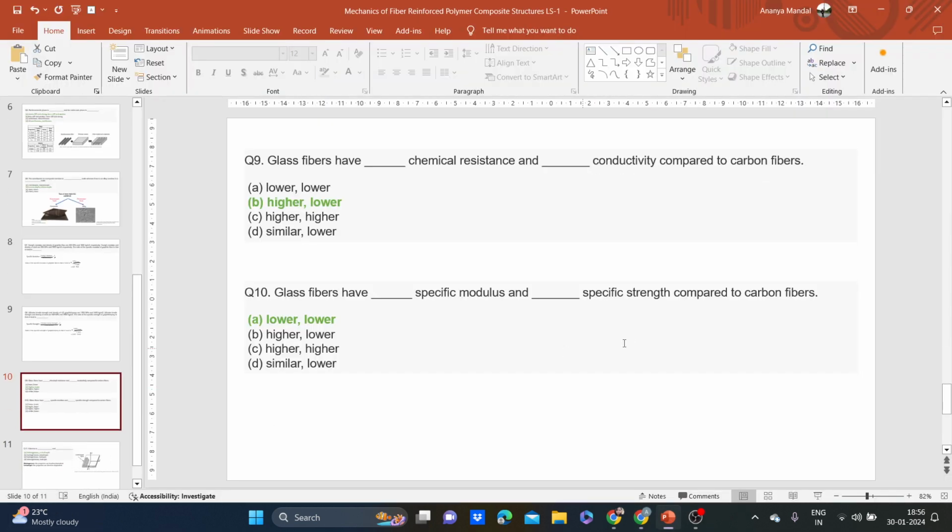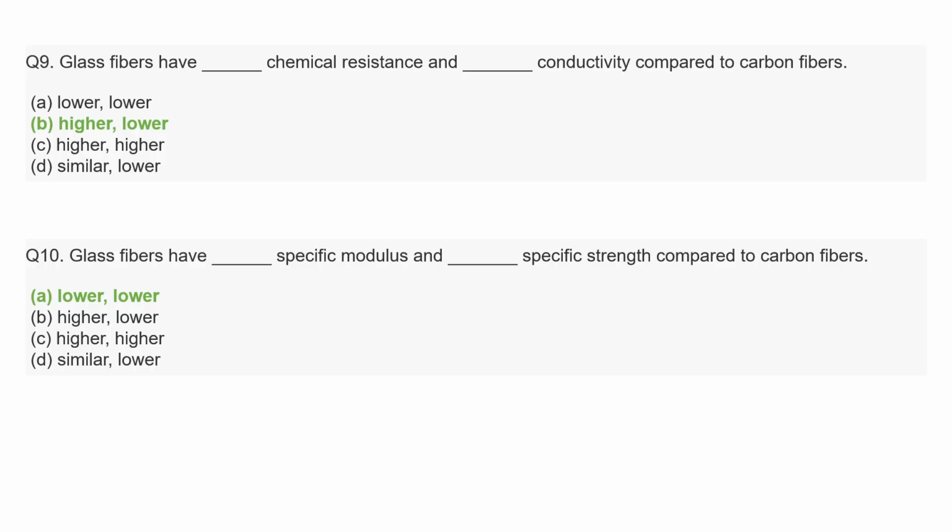Okay. Next question. Question number 9 is: glass fibers have dash chemical resistance and dash conductivity compared to carbon fiber. Before this question, we were talking about composites. Now we have come to one part of the composite, that is the reinforcement. As I said initially, there are different types of reinforcement. The most common are glass fiber, carbon fiber and aramid fiber. They are used according to what mechanical properties we want to enhance in our composite.